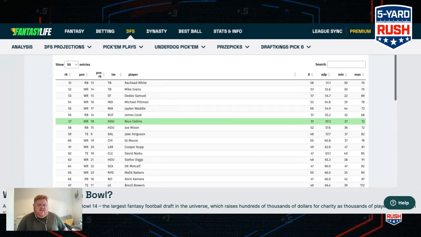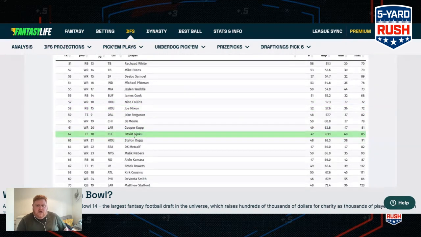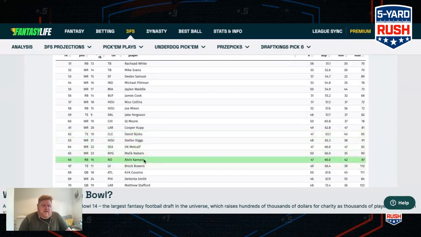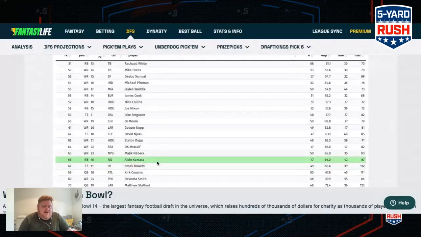The rest of this isn't that bad for me. I'd have Njoku higher up on boards. But I can understand the argument why people are out on him, so I don't have a big problem with that. I think Alvin Kamara is too low in this format at 66, RB16. I think he is higher than that in this format. That's a player I'd be working on here.